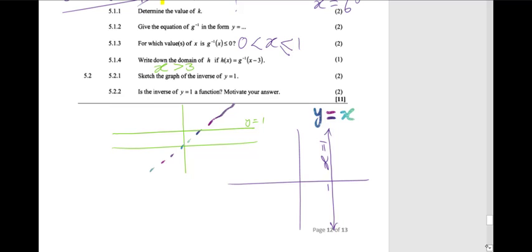Then 5.2.2: is the inverse of y equals 1 a function? Is the inverse of the graph y equals 1 a function? Now, just conclude by saying no, it's not a function, because if I use the vertical line test, it would intersect 1 too many times. The line is vertical, so when I draw the line, it is already in the graph. It goes from negative infinity up to positive infinity. So the inverse is not a function, because the vertical line test fails for the graph of x equals 1.